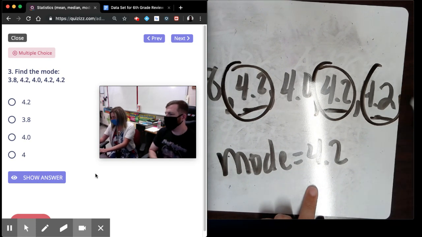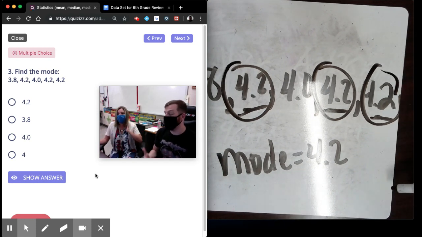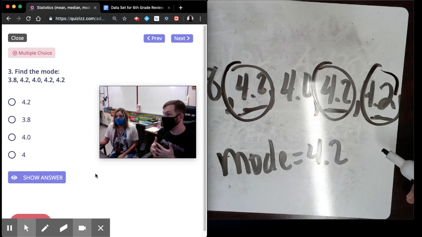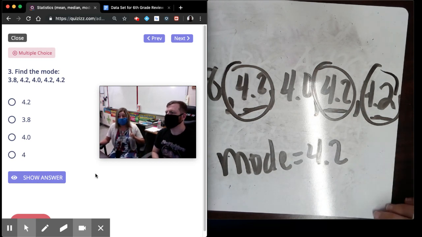Exactly. So this is the one that is very common that a lot of people like, because you just look for the one that shows up the most often. But there is always a common error that a lot of people make too.